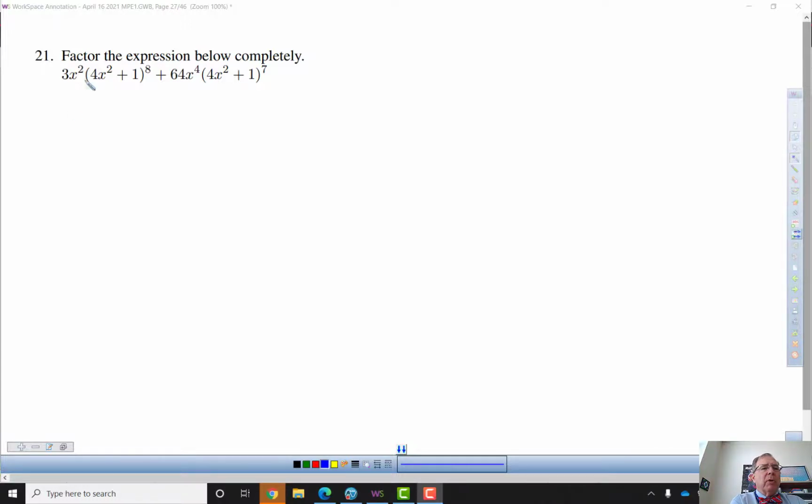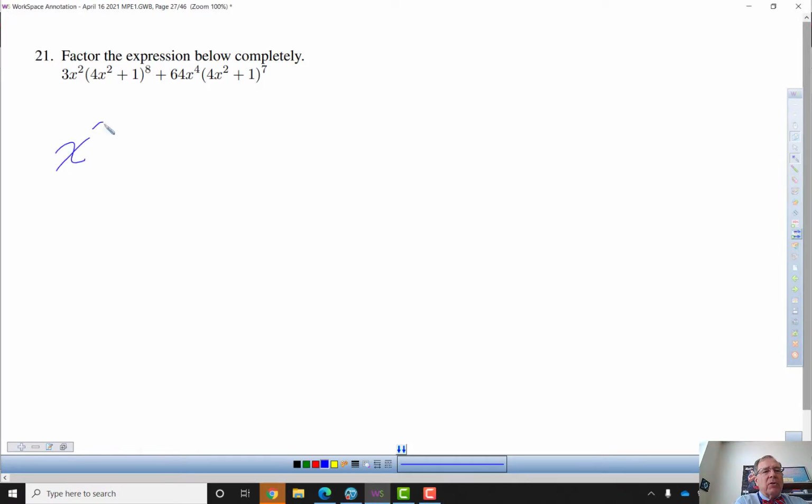So number 21, the directions are factor the expression below completely. So I'm going to look at my two expressions here. I've got an x squared here, and I've got an x squared here inside the x to the fourth. I've got this expression 4x squared plus 1 to the 7th power, and that also exists inside this to the 8th power. So I'm going to factor out all of the common things.